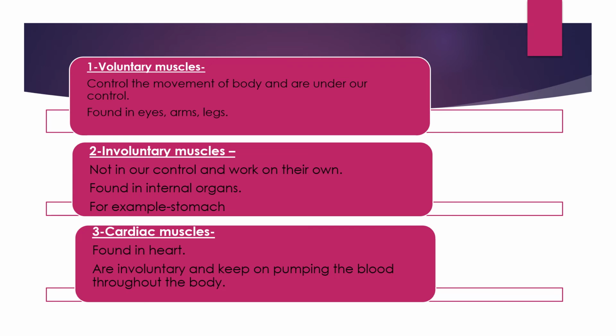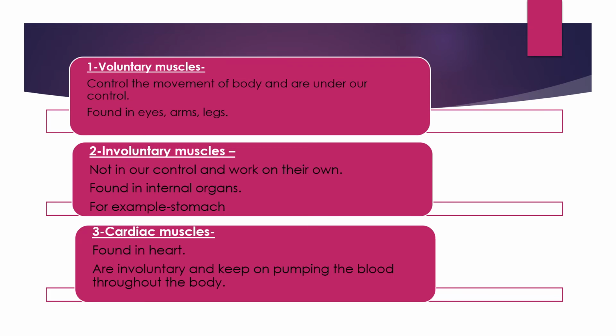Number one is voluntary muscles. Voluntary muscles control the movement of the body and are under our control. Suppose we can close our eyes or open them whenever we need. It means it works according to our will. That is why they are termed voluntary muscles.